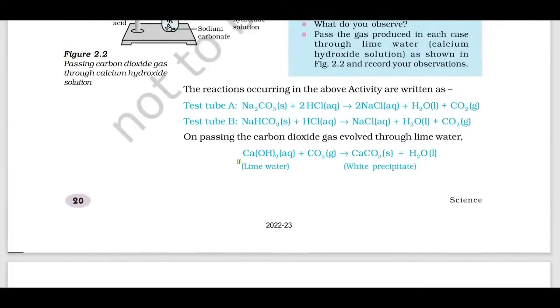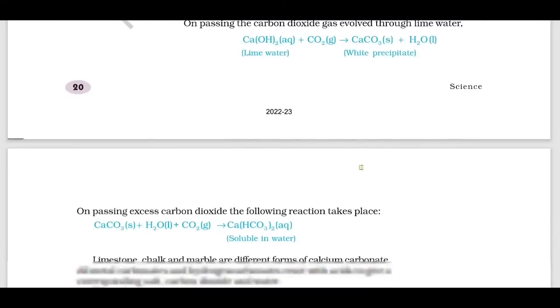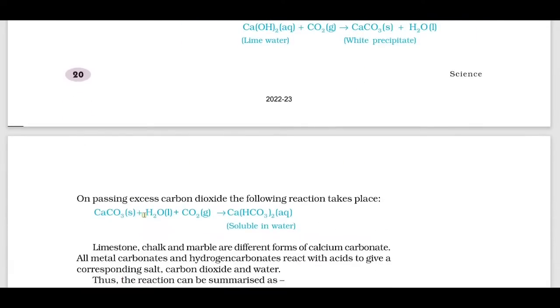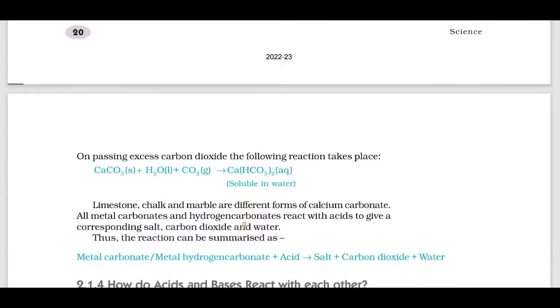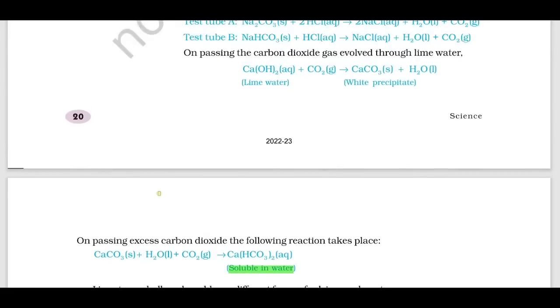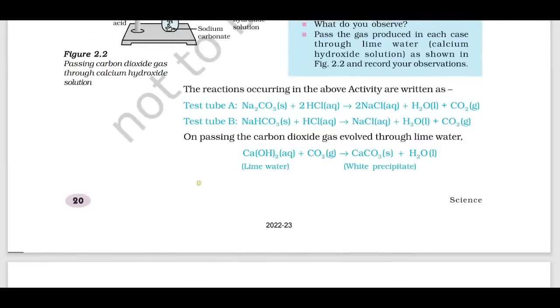On passing carbon dioxide gas through lime water, we get a white precipitate called calcium carbonate. Again, on passing excess carbon dioxide, we get calcium hydrogen carbonate, which is soluble in water. It is not a precipitate, it is a soluble substance.